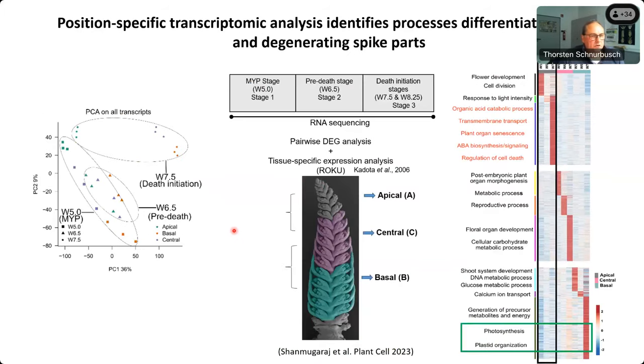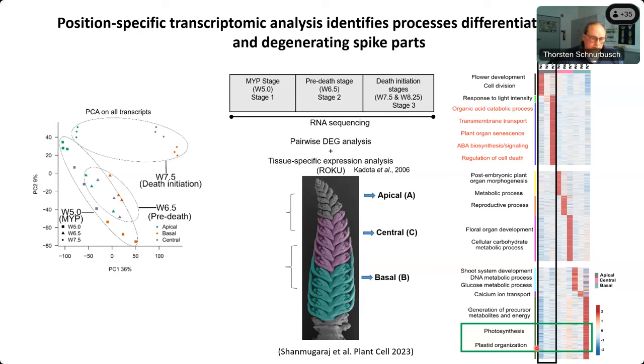Nandakumar also performed a lot of experiments, but one of them was a transcriptome analysis. I would like to briefly highlight a few points he found. Biologically relevant functional terms have been identified. So for example, here you can see this gray bar indicating the apical part of the spike, and you see the three spike stages. And you can clearly see here the red terms are all terms related in particular to senescence, ABA signaling, or regulation of cell death. And it's very much occurring in the later stages, after 6 in 7.5.